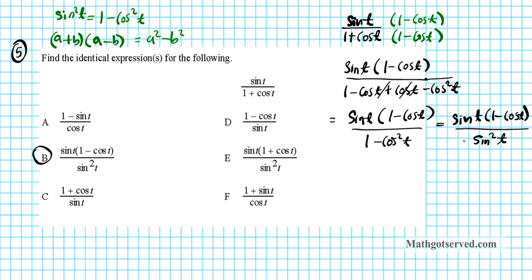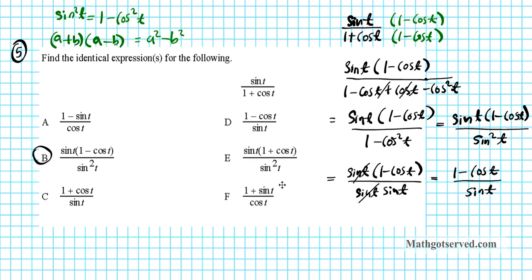Let's see. Oh wait, we can break this down. This can be written as sine t times 1 minus cosine t divided by sine t times sine t. Okay, so the sine t's cancel out, so 1 minus cosine t over sine t is what we'll be left with. 1 minus cosine t over sine t. Okay, and this matches with option letter D.